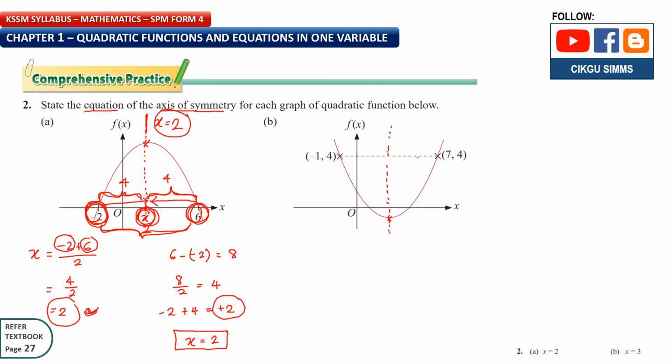Okay, so for this, we are doing the same thing. We are looking at the x values. The x value here is -1. The x value here is 7. We can find the value of x here by finding the average. So -1 plus 7 is 6. Divided by 2 is 3. So your axis of symmetry is x equal to 3. Okay, and this represents this line, the line x equal to 3.